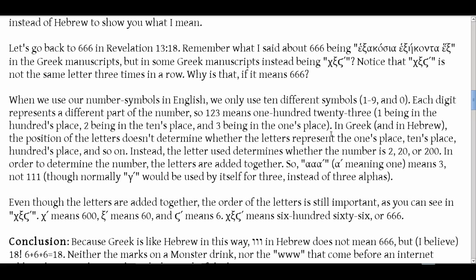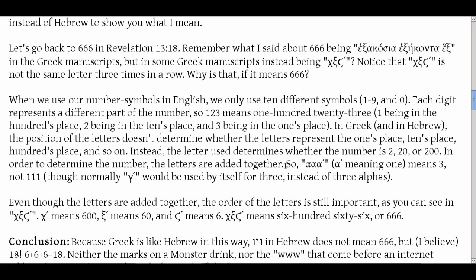In Greek and in Hebrew, the position of the letters doesn't determine whether the letters represent the ones place, tens place, hundreds place, and so on. Instead, the letter used determines whether the number is 2, 20, or 200. And of course, I picked 2 as an example. It could also be the difference between 1, 10, and 100, or 3, 30, and 300. In order to determine the number, the letters are added together.